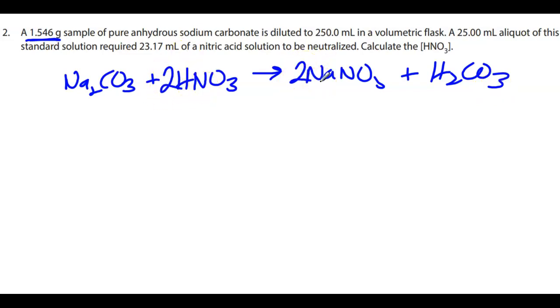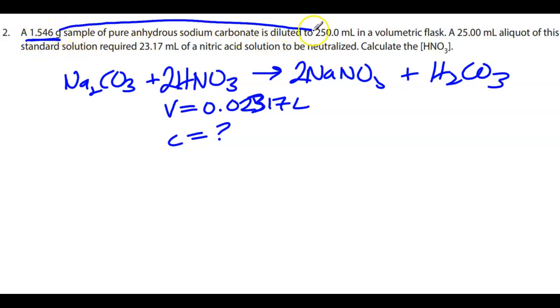Okay, so the volume is given for this nitric acid. So we have 0.02317 liters. I'm just always going to be converting it into liters at the beginning. We want the concentration of this. Now, there's maybe an extra step added in here. It's saying that we're taking this mass and dissolving it in 250 milliliters in a volumetric flask.